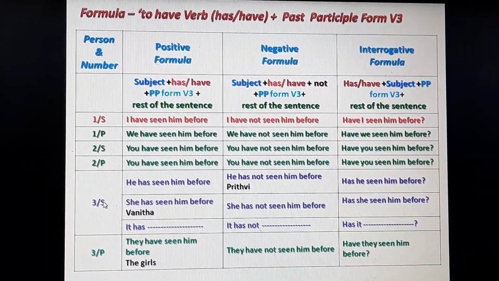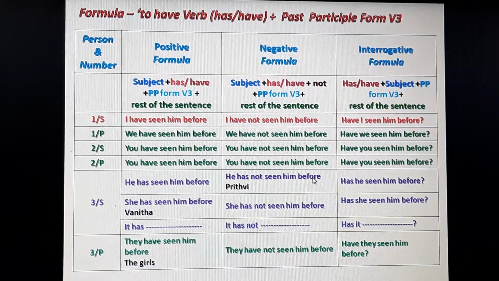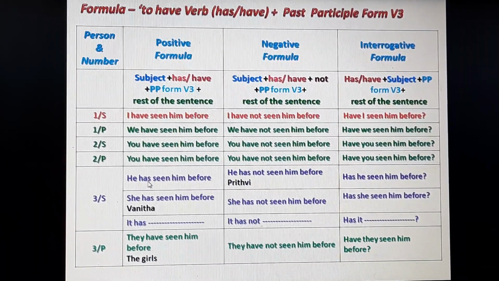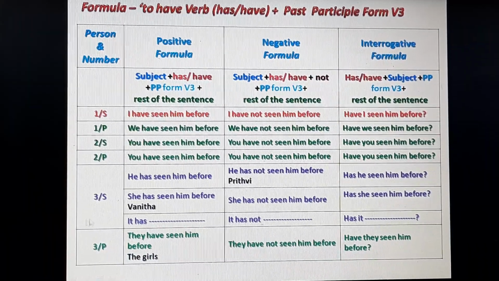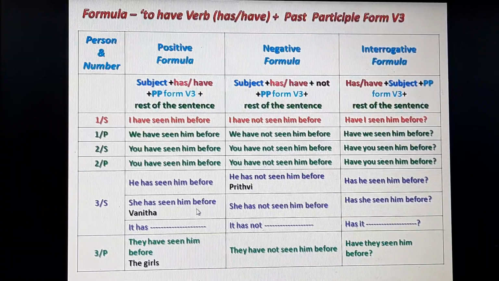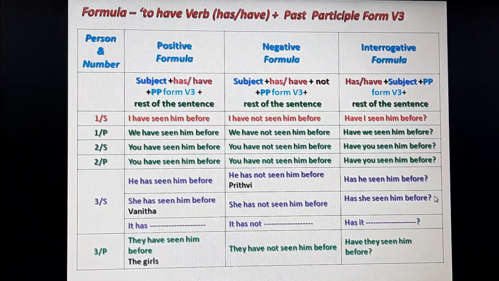In the third person singular, he has seen him before. He hasn't seen him before. Has he seen him before? We can substitute he with a noun, Prithvi. She has seen him before, or we can say Vanita has seen him before. She has not seen him before. Has she seen him before?